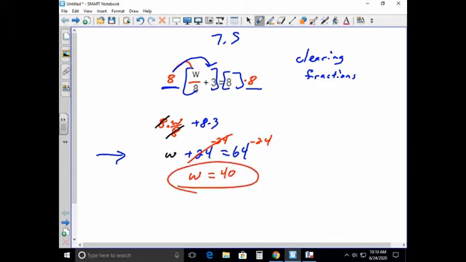And with all equations, it's a good idea to go back and check our answer. If we do, that is going to work for this equation. Notice 40 divided by 8 is 5. 5 plus 3 is 8. So 40 is the number we're looking for.